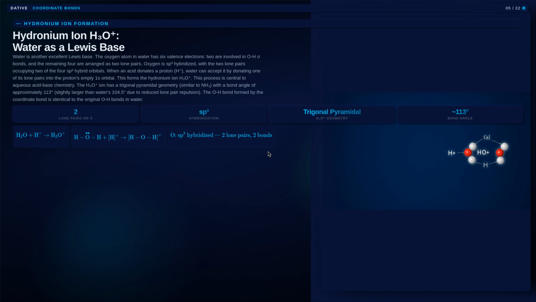Water is a Lewis base. Oxygen in water has two lone pairs. When an acid donates a proton, water donates one lone pair into the proton's empty orbital, forming H3O+. This is central to acid-base chemistry. H3O+ has trigonal pyramidal geometry with a bond angle of about 113 degrees.